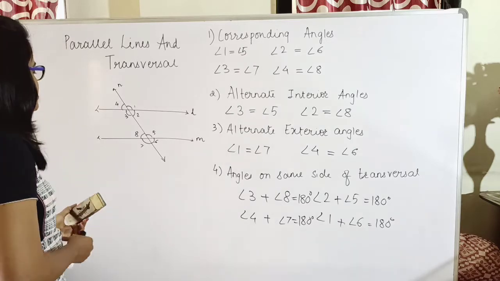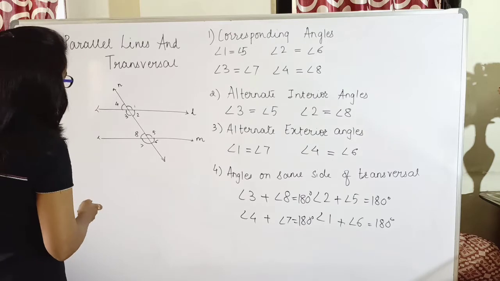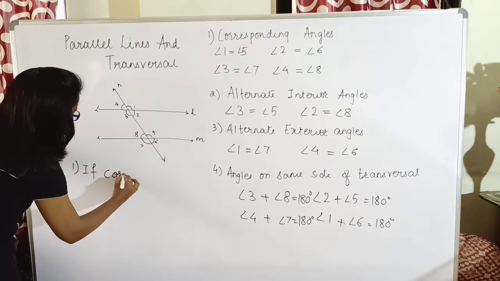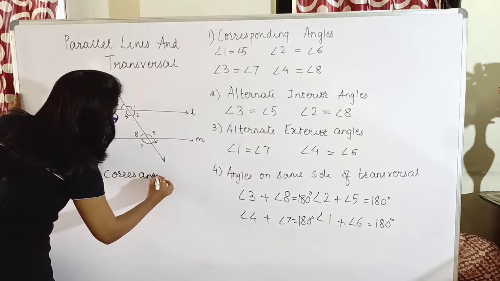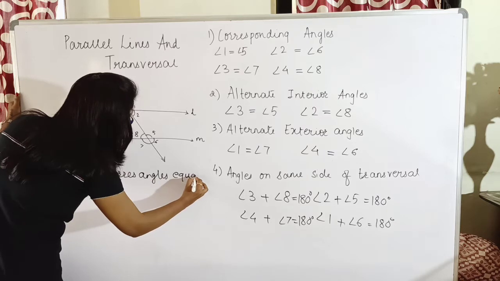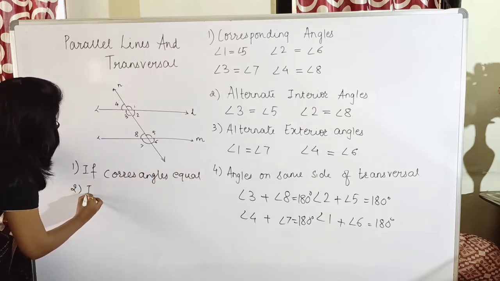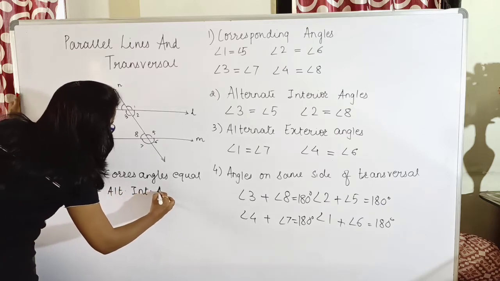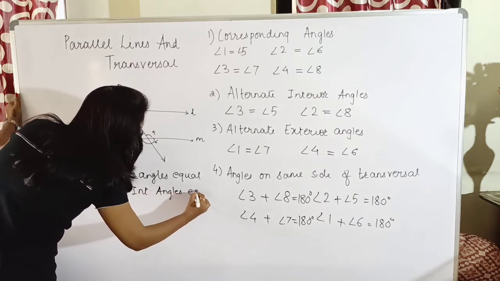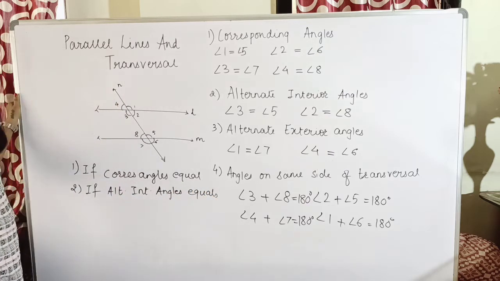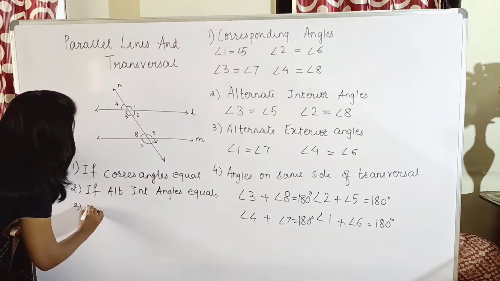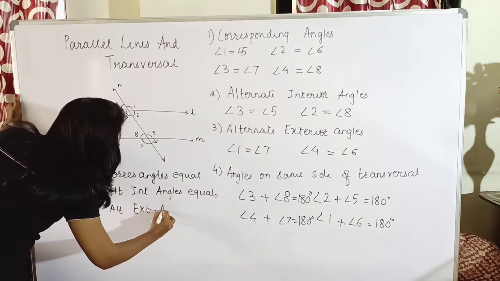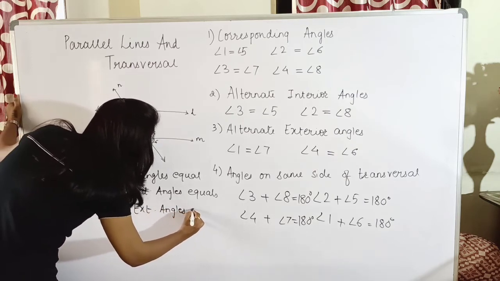So the conditions to check whether the two lines are parallel or not are, the first condition is if their corresponding angles are equal. If their corresponding angles are equal, yes, the lines are parallel. Second, if their alternate interior angles are equal, yes, they are parallel. Similarly, if their alternate exterior angles are equal, yes, in that case also they are parallel.